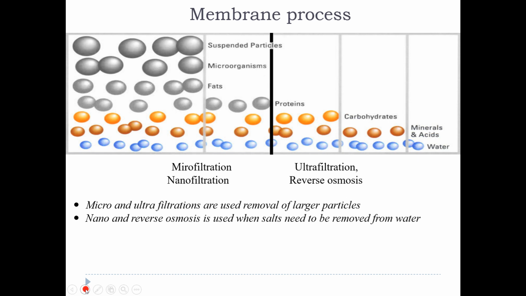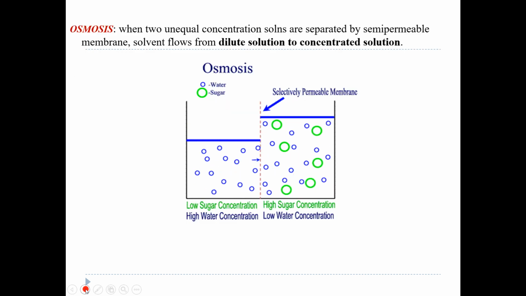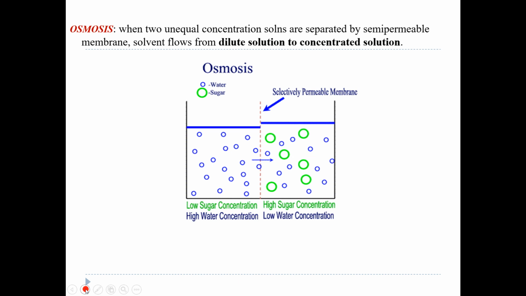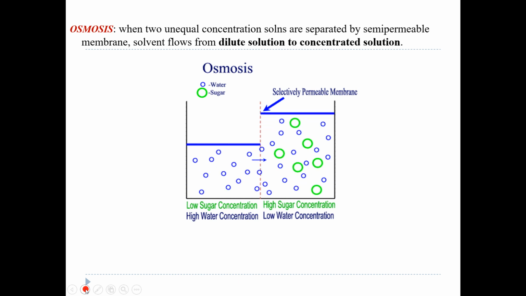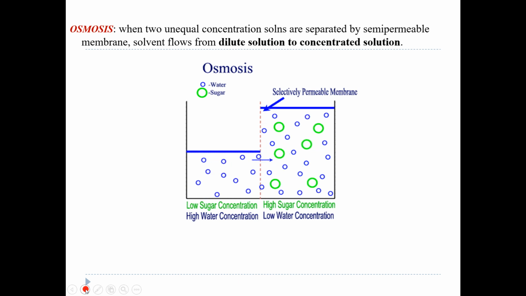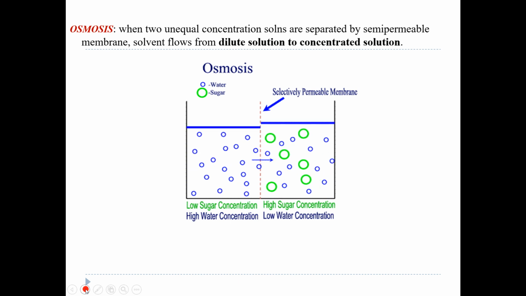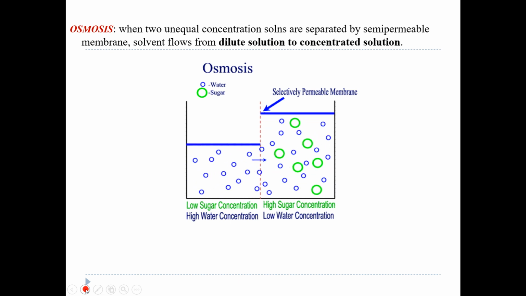What exactly do these processes do? We have a semi-permeable membrane. It's a kind of filtration. So depending upon the size of the pores, different particles can be filtered and removed from the water. The first one is reverse osmosis. Before studying reverse osmosis, you should know what osmosis is. Osmosis means two solutions, when they are separated by a semi-permeable membrane, the solvent flows from dilute solution to concentrated solution. So this is a normal osmosis process.